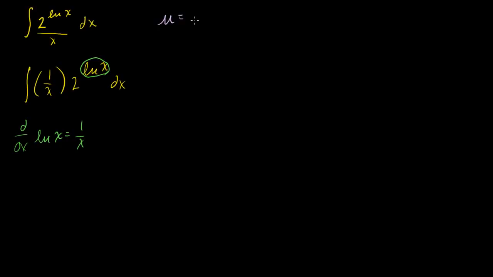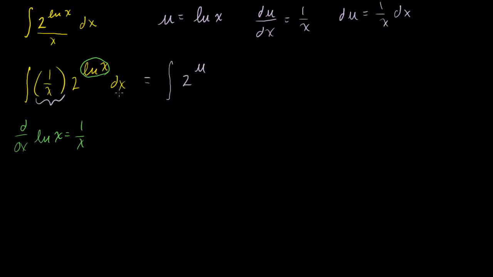But let's say u is equal to the natural log of x, and then du dx, the derivative of u with respect to x, of course, is equal to 1 over x. Or just the differential du, if we just multiply both sides by dx, is equal to 1 over x dx. So let's make our substitution. This is our integral, so this will be equal to the indefinite integral, or the antiderivative, of 2 to the now u, so 2 to the u, times 1 over x dx.